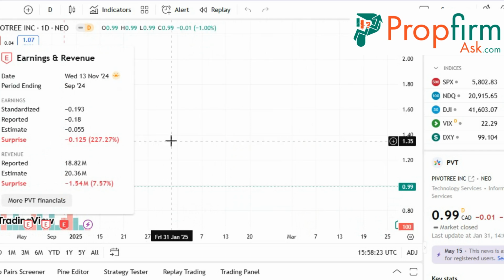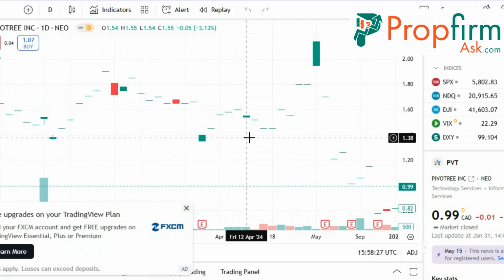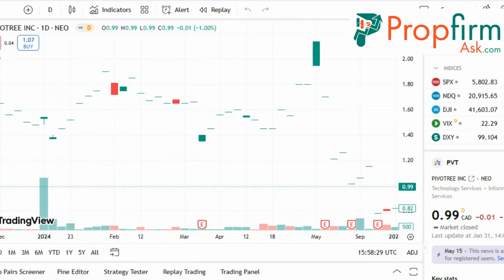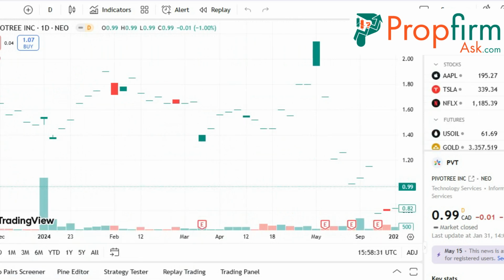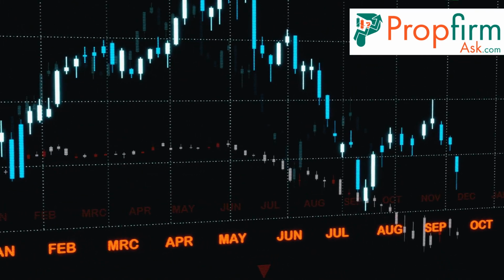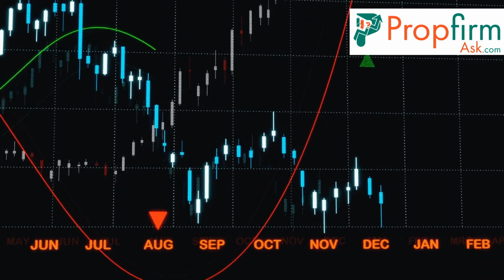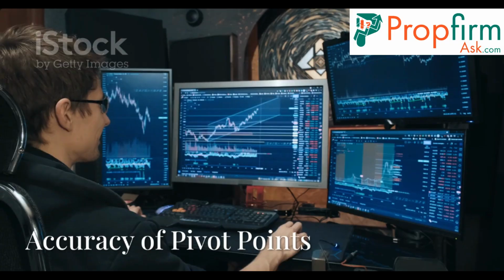Second, pivot points work best on shorter time frames, specifically the 15-minute, 30-minute, and 1-hour charts. If you try to use them on the 4-hour or daily chart, the signals become too diluted. But on the intraday chart, they act like a precise roadmap, giving you structure and context throughout the day.